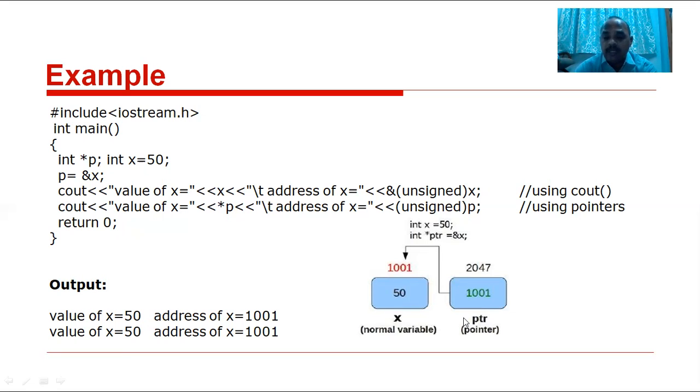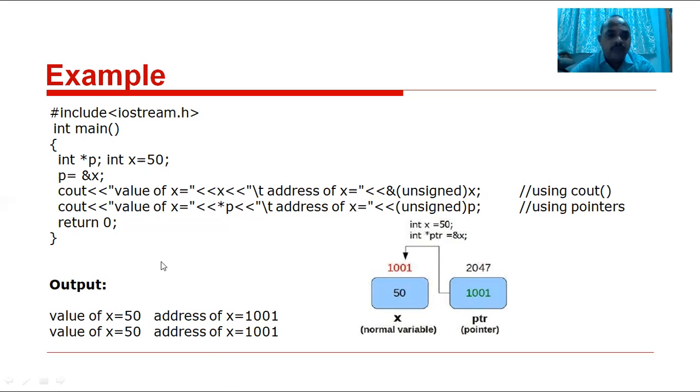Asterisk ptr means it collects the value in the address location. Which address location? The 1001 address location. So that's why the asterisk pointer is called an indirection operator. Clear all of you? Why? It can pick the value from another variable. That's why it is called an indirection operator.